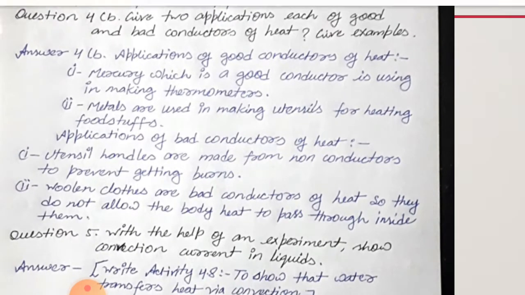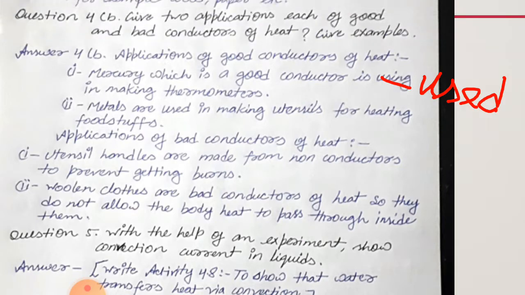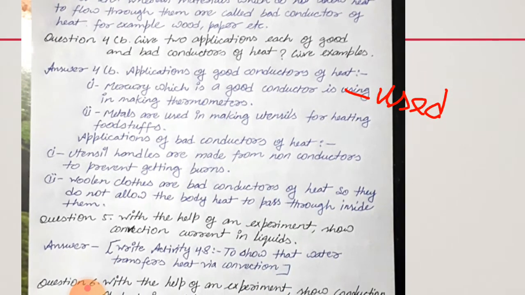Here you should write "used". Correct the spelling: good conductors is used in making thermometers.